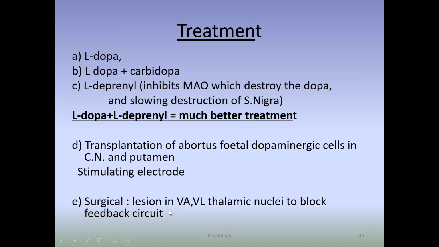Again, surgically, we have to give lesions at the ventroanterior and ventrolateral nucleus of the thalamus so that there is no excitatory signal toward the cortex. So there is no rigidity, and the symptoms become relieved for that Parkinson patient.